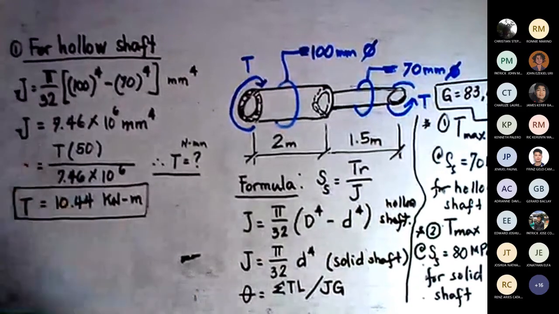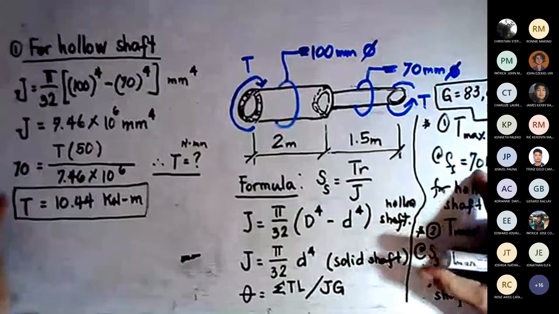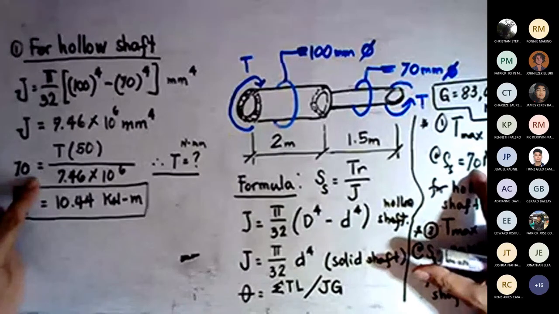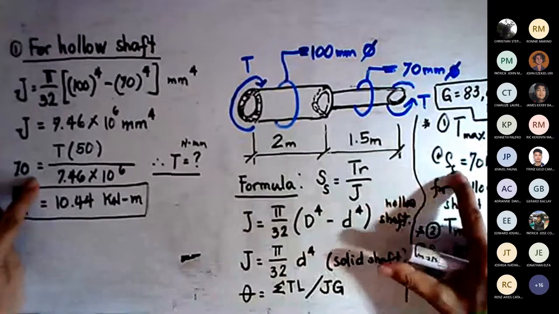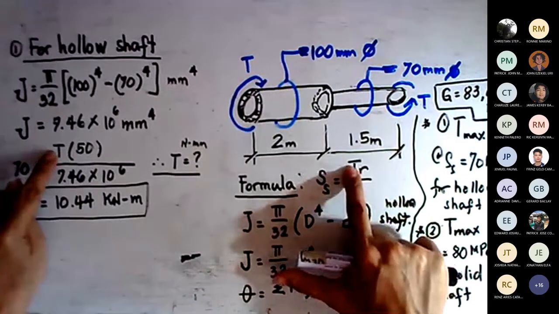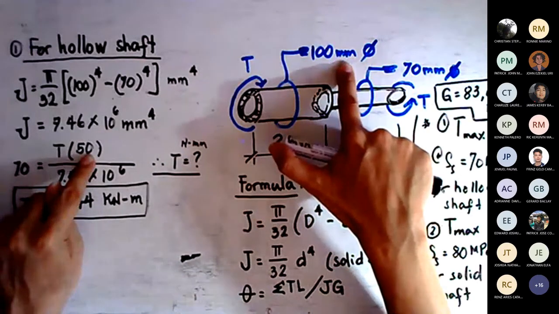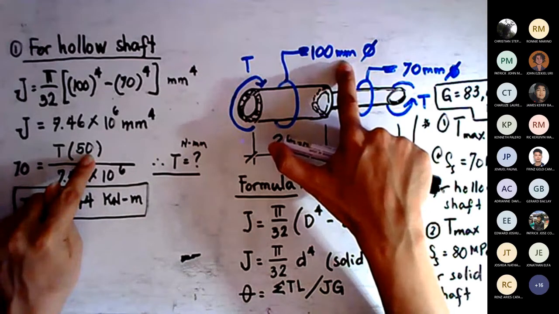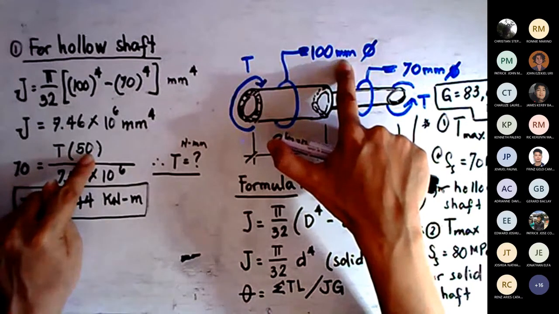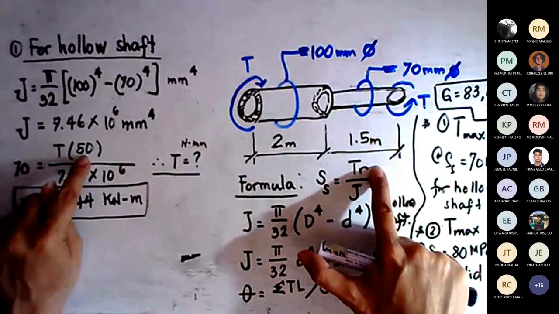Itong 70, this is yung 70 megapascal, yung shearing stress natin. Okay? Equated natin yan. Shearing stress, 70 megapascal. Tapos yung T, unknown sa atin. Yung radius, yung kalahati ng diameter natin. So, ang gagamitin natin yung outside diameter. Kung hollow shaft yun, ang gagamitin natin yung outside diameter. Kaya kalahati ng 100 yung 50. So, ang radius na ginamit natin is 50.